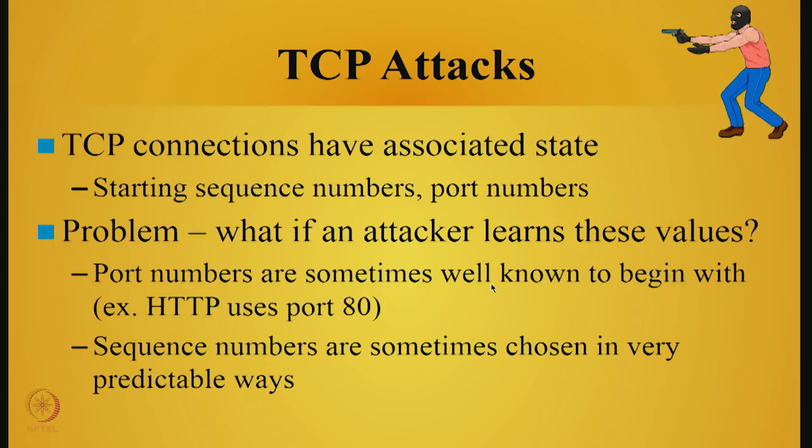The other kind of attack that people can do is on TCP connections. Each TCP connection has an associated state, sequence number, etc. What if an attacker learns these values? What will I do once I learn these values? Then I will know, for example, that HTTP is on port 80. If port 80 is open, then you know that some kind of HTTP service is expected on that port.